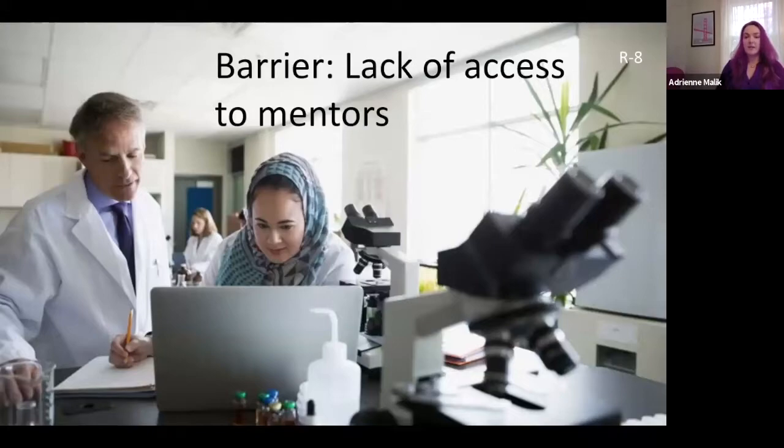And then last but not least, another big barrier for residents is lack of access to mentors, or at least perceived lack of access to mentors. Maybe you have a resident who's very interested in global EM and there's no global EM person at your shop, right? That doesn't mean that this person can't start a project. It just means that they're going to need a little help getting hooked in with people who share a similar interest.